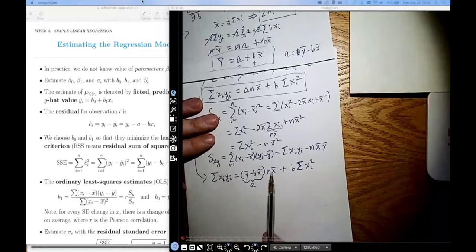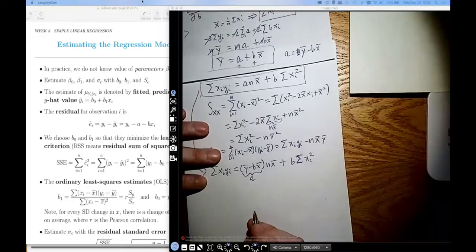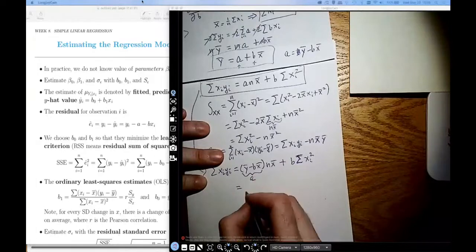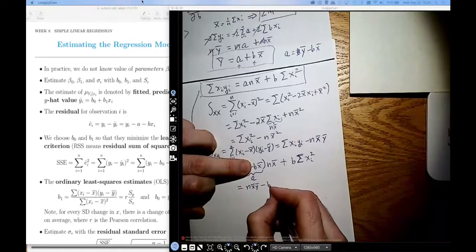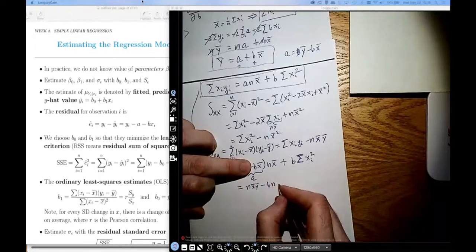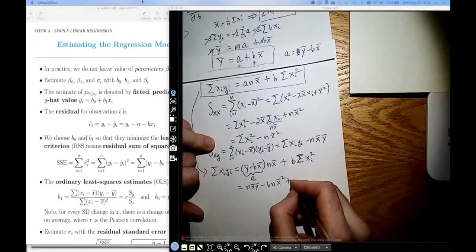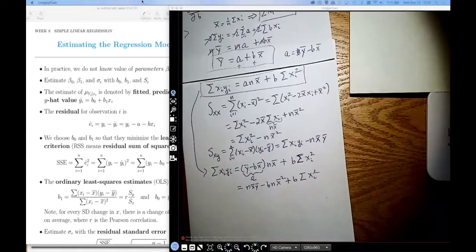So now I have one equation in one unknown, and I just need to solve this thing. So I'll do the obvious thing and start distributing this. So we have n x bar y bar minus, well, what I have here is going to be b times n times x bar squared. And what I have here is b times the sum of xi squared. Nothing there changes.